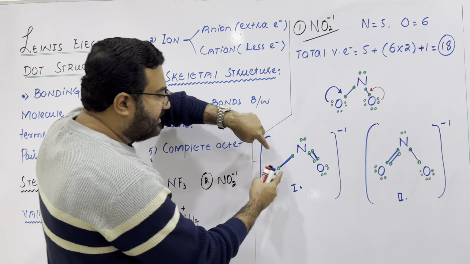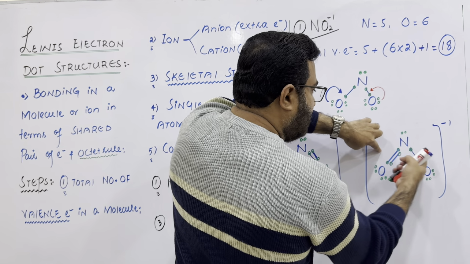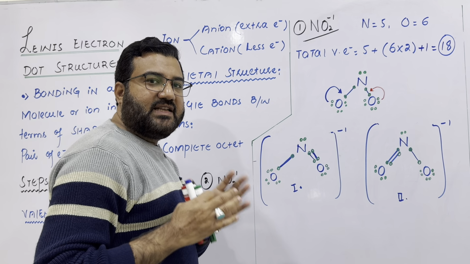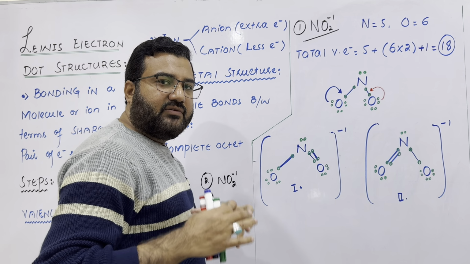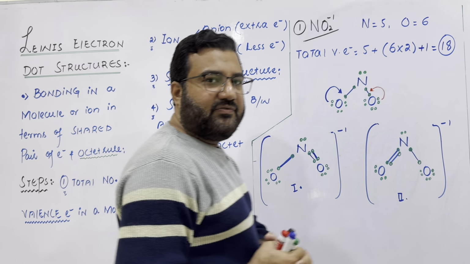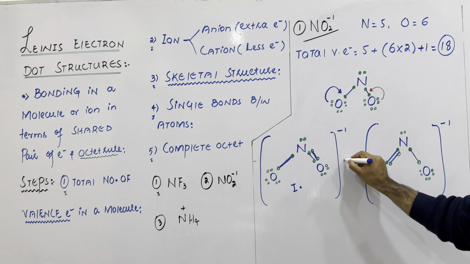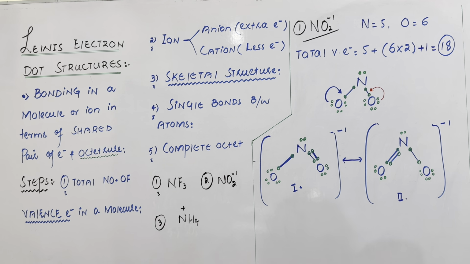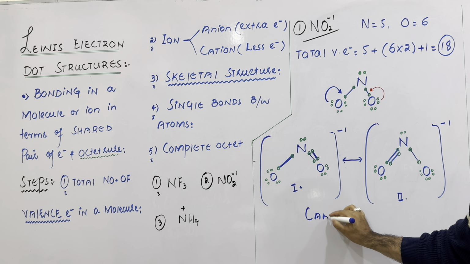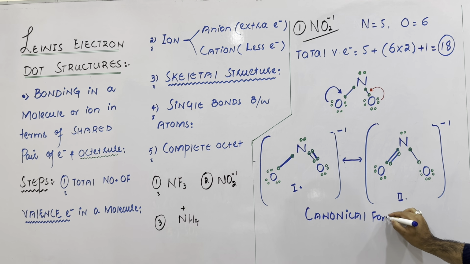Here, this oxygen has a single bond and this one has a double bond, but in this case, this oxygen has the double bond and the other has the single bond. So these structures, which have the same number of atoms, the same arrangement of the atoms and nuclei, the same total number of valence electrons, but different bonding arrangement, are called resonance structures, shown with a double-headed arrow. So these are two resonance structures, or you can say these are two canonical forms or canonical structures of NO2 -1.